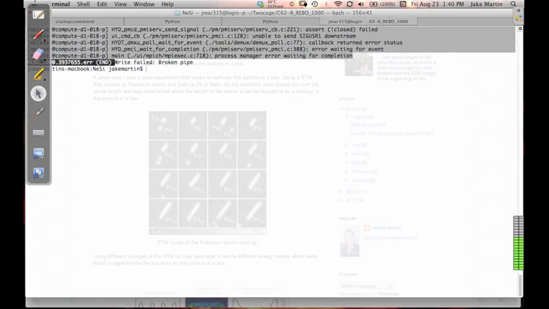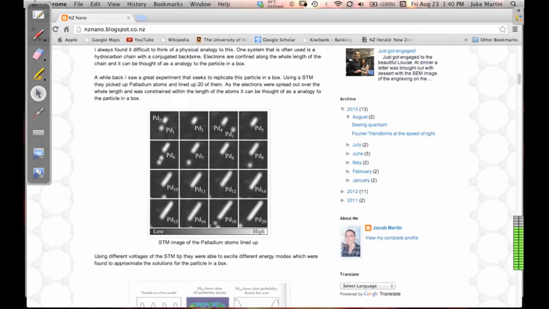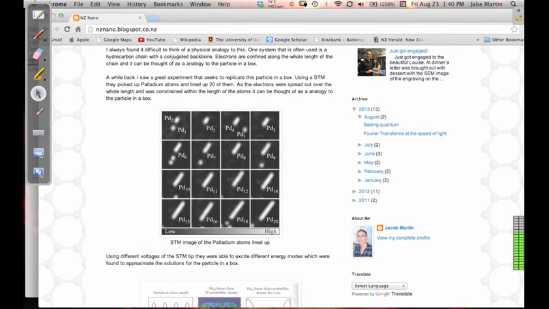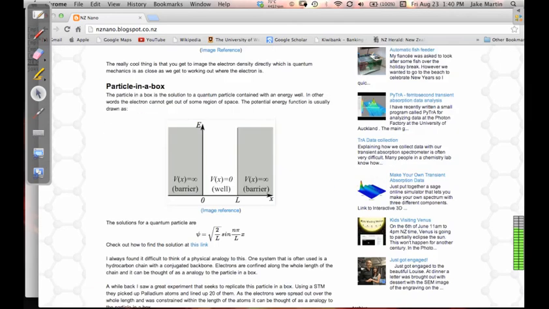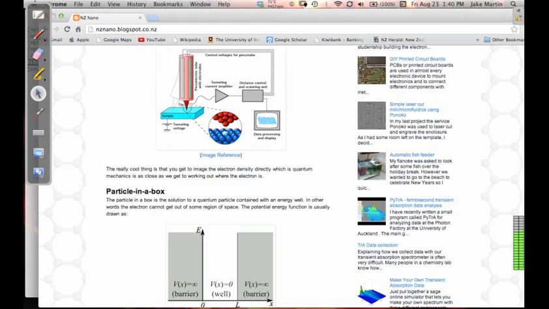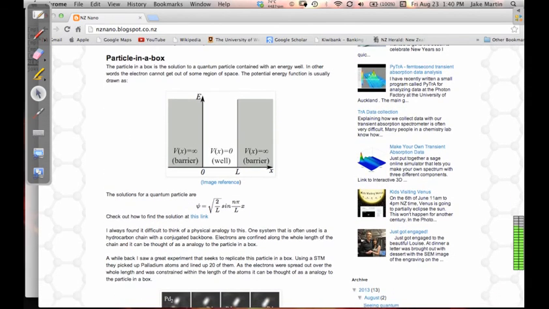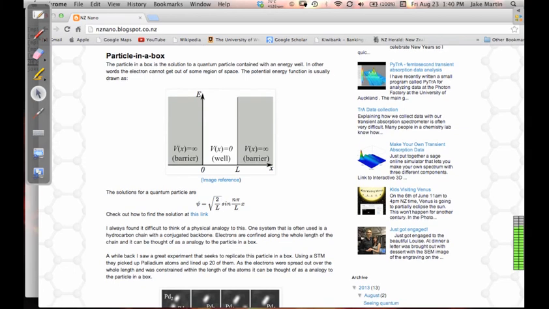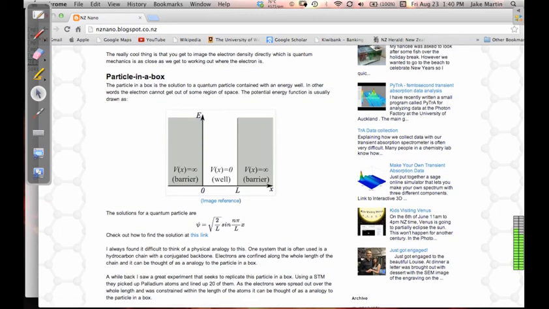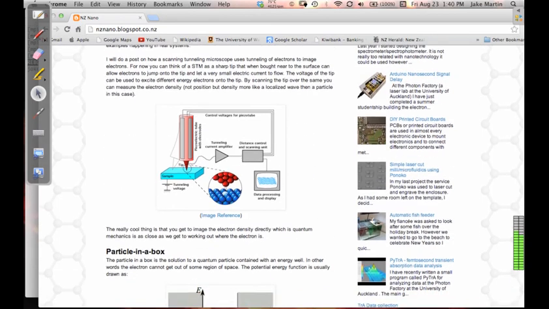So let me just go to the internet. One of my recent blog posts has been on looking at the particle in the box, and a very cool experiment where they can actually see the different energy levels and see those different wave functions.